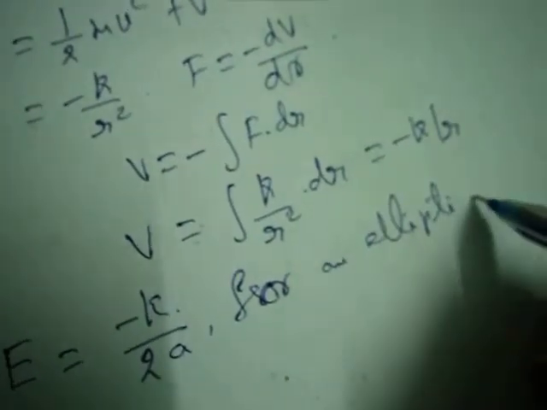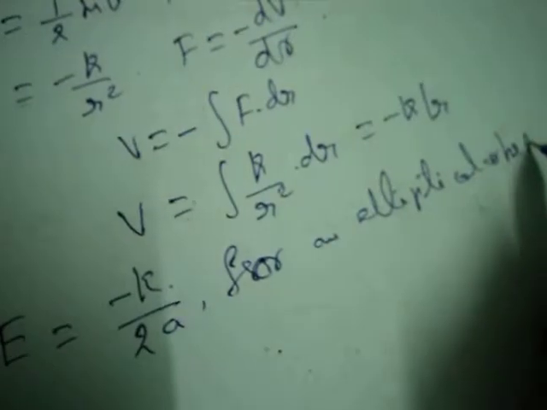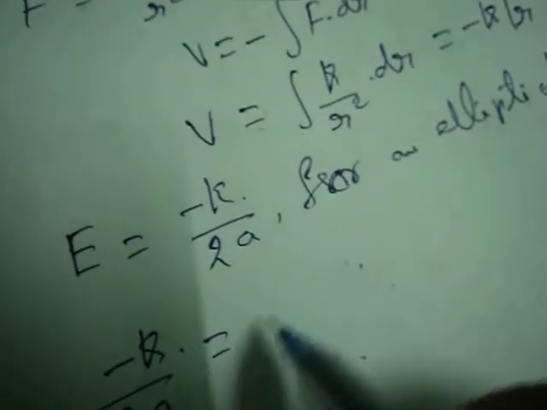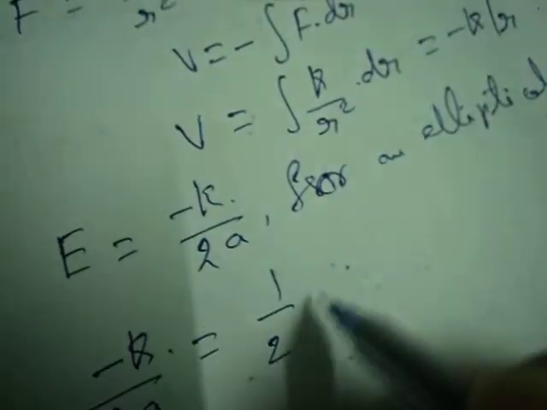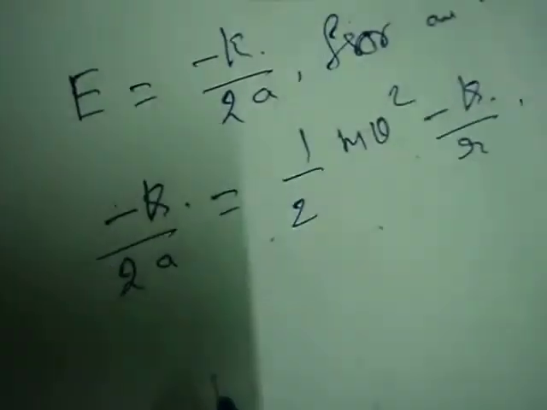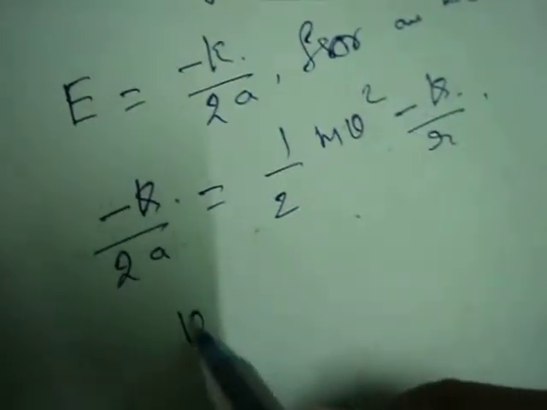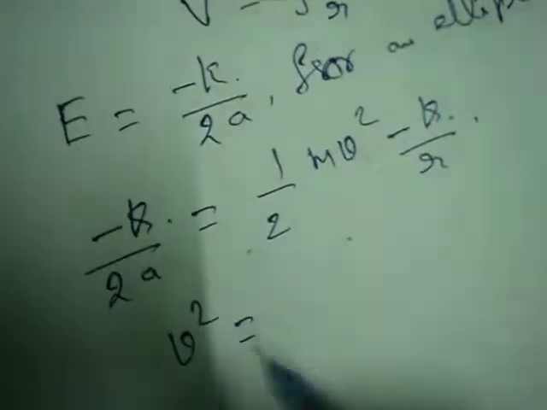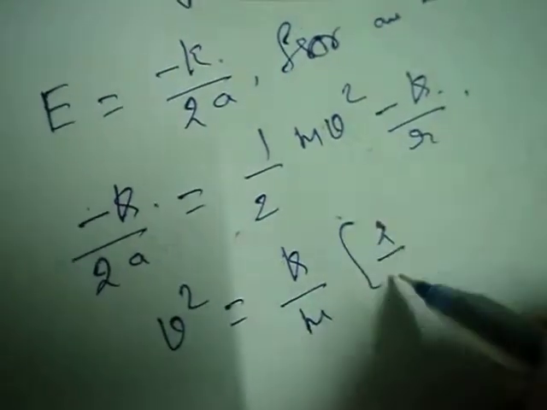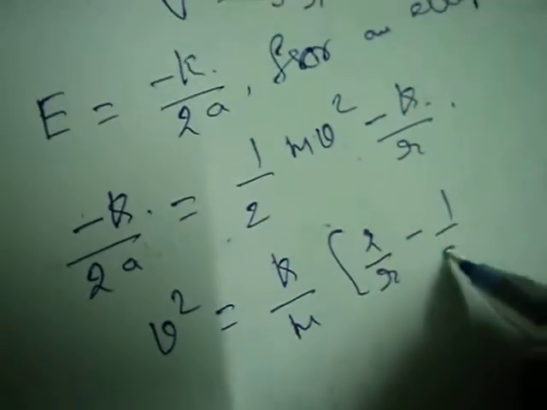Total energy is equal to minus k by 2a. So that is equal to half mv square plus potential energy, minus k by r. So v square equal to, if you rearrange the equation, you can get k by m into (2 by r minus 1 by a).